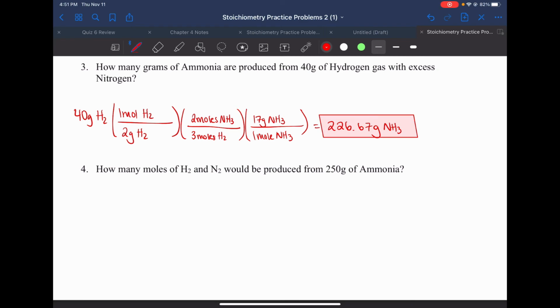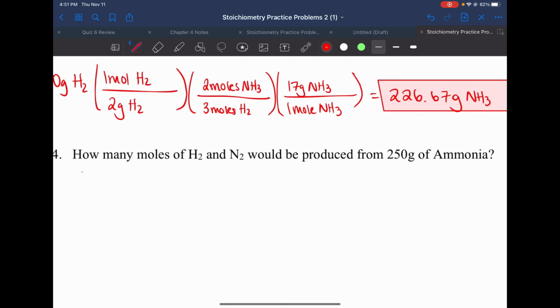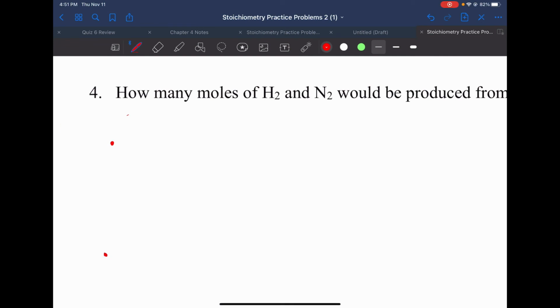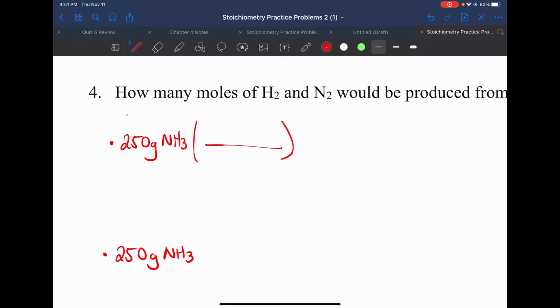All right, last one. How many moles of H2 and N2 would be produced from 250 grams of ammonia? So you know what? That's 2 different problems. So 250 grams of NH3. For every 17 grams of ammonia, we get 1 mole of NH3. Remember, we always got to get on the mole train to be able to Stoich over.